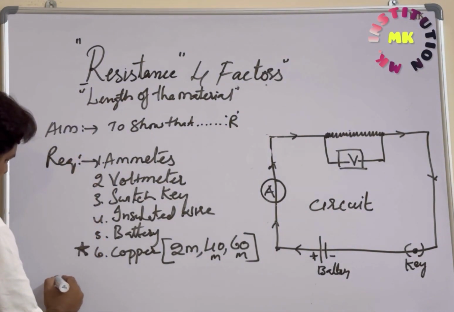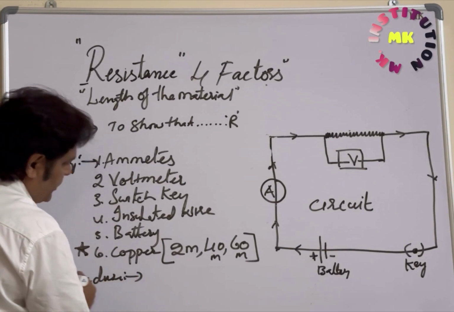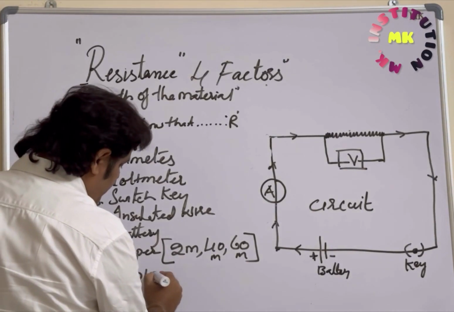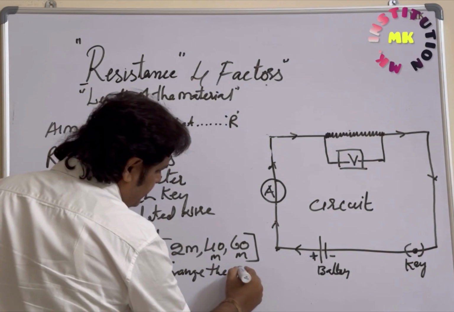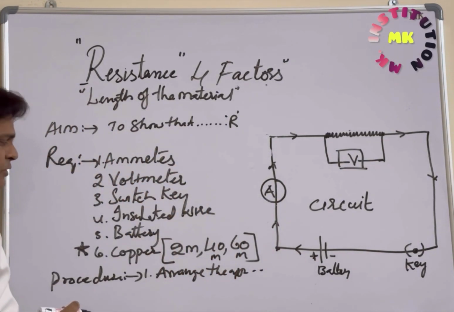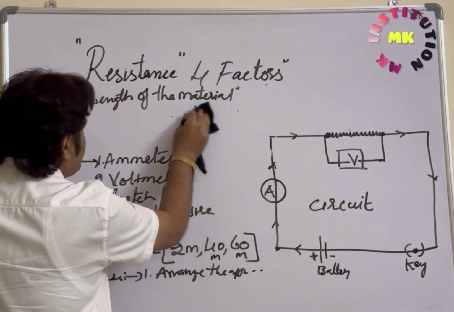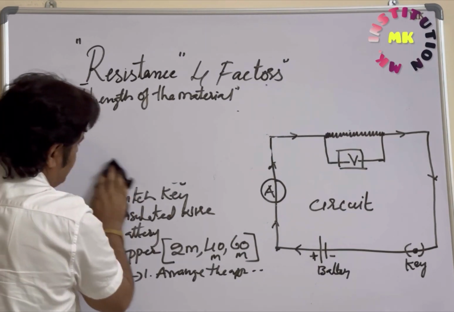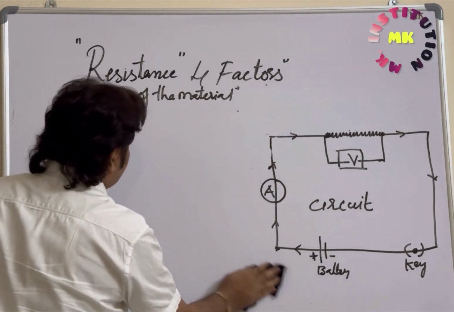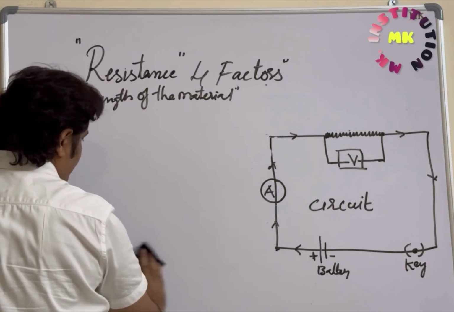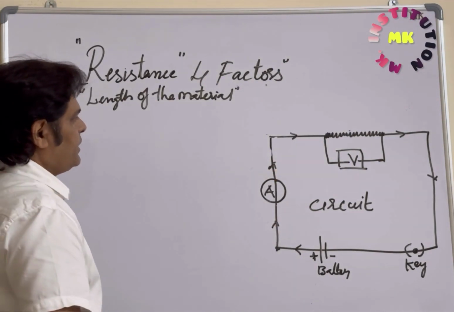After the requirements, the third heading is the procedure. What do you write in the procedure? Arrange the apparatus as shown in the figure. This should be the first point. Clear? What is the first line you have written in the procedure? Arrange the apparatus as shown in the figure. And then switch on the key. We arrange everything here now. Clear? Then we switch on the key.